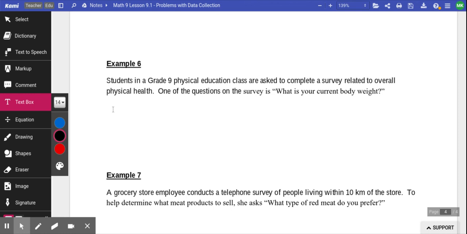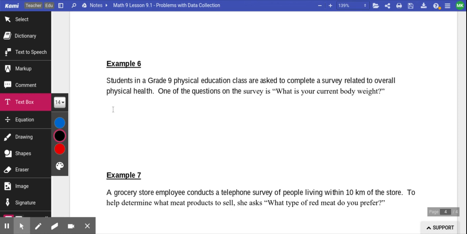All right, the last one. Hopefully our computer doesn't go all crazy. It says a grocery store employee conducts a telephone survey of people living within 10 kilometers of the store. To help determine what meat products to sell, she asks, what type of red meat do you prefer? Okay, I would say the biggest issue here is the use of language.